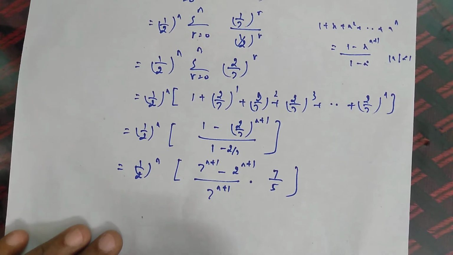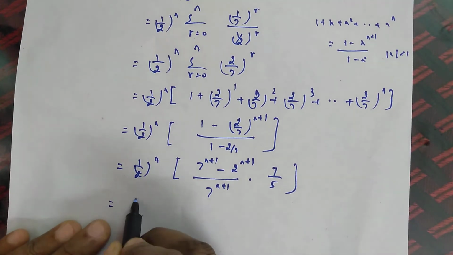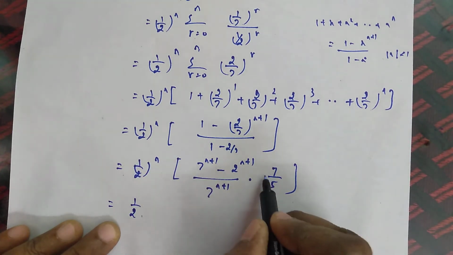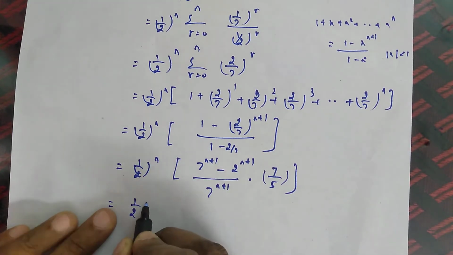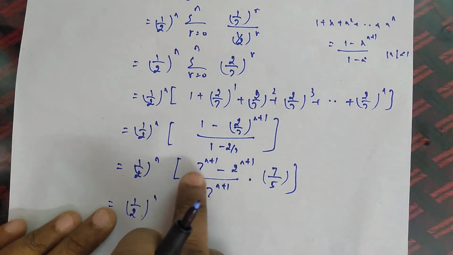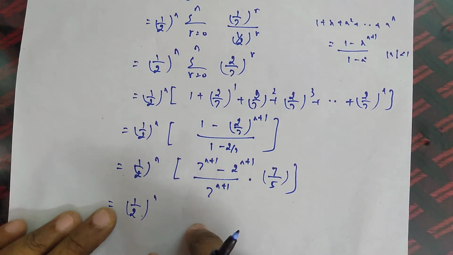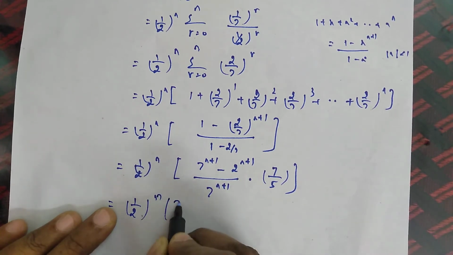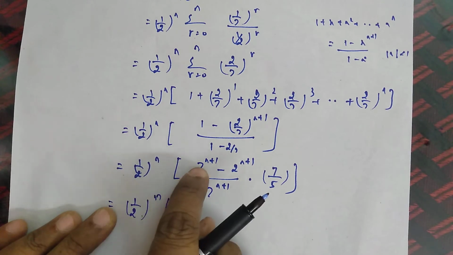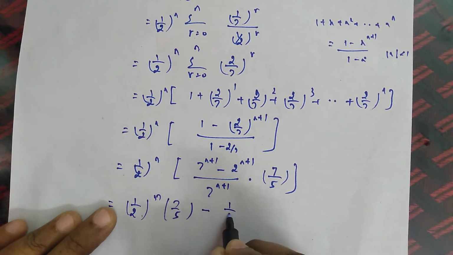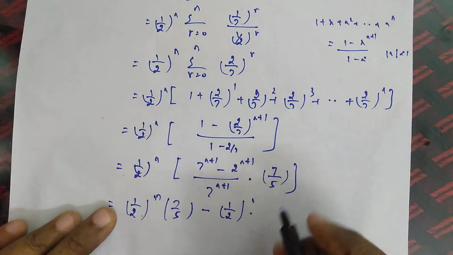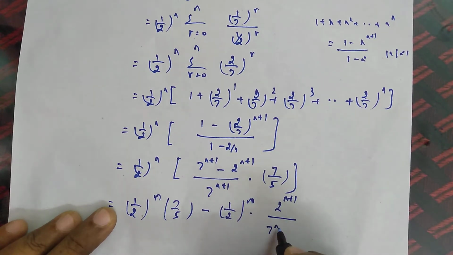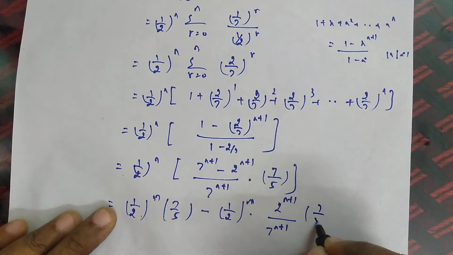Okay. So now 1 by 2 power n, we are going to multiply this 1 by 2 power n separately for every term. So now 1 by 2 power n, look at this one, here 7 power n plus 1 and 7 power n plus 1 will be cancelled out. So into 7 by 5. So 1 by 2 power n into 7 by 5. This is only for the first term. Then minus 1 by 2 power n into this one, 2 power n plus 1 divided by 7 power n plus 1 into 7 by 5.